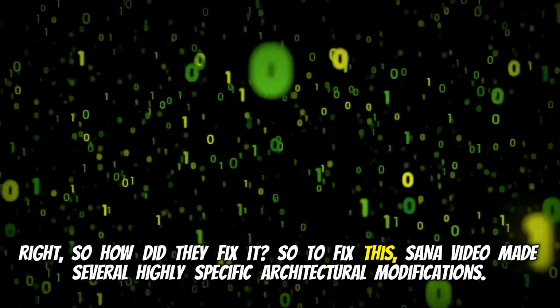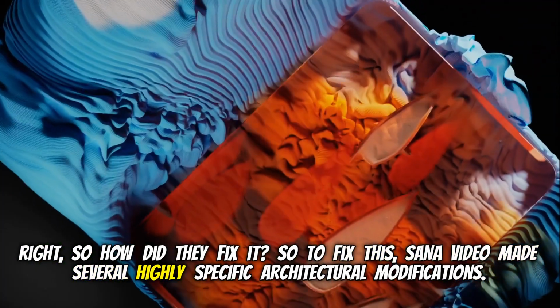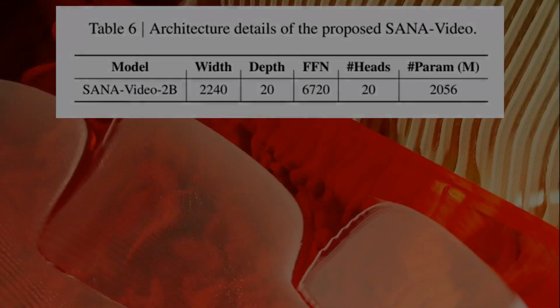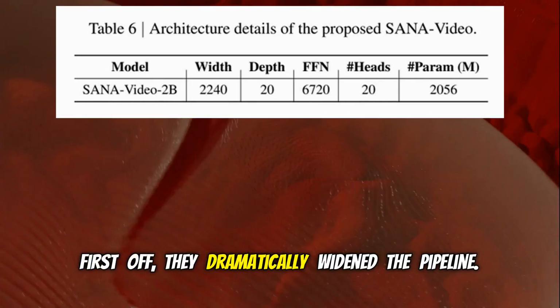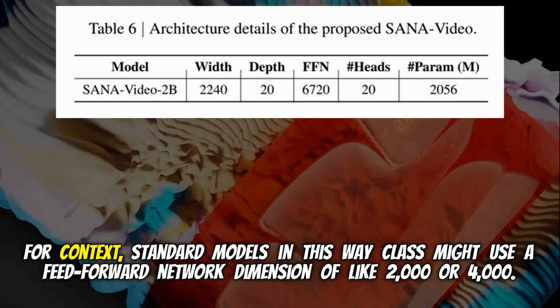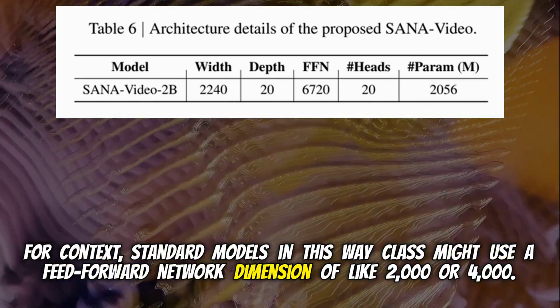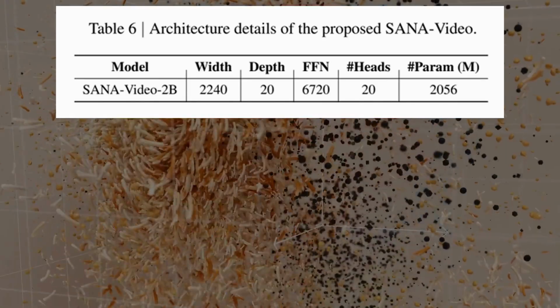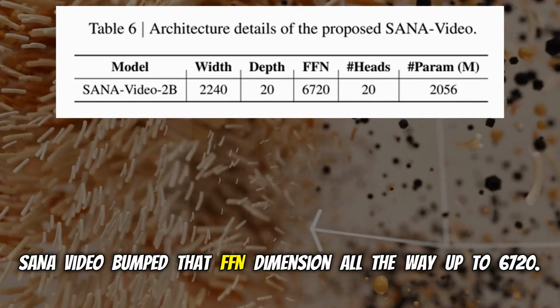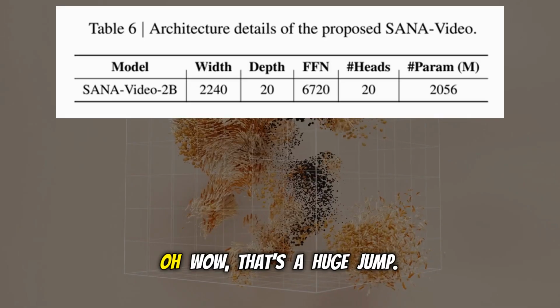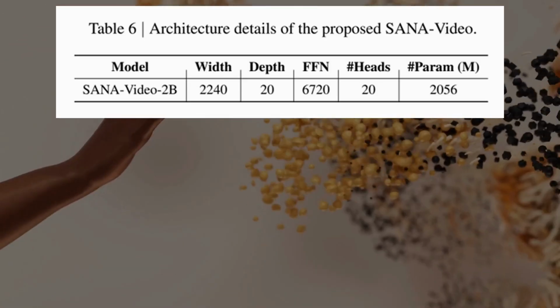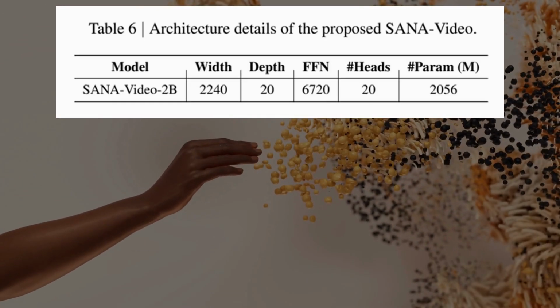So to fix this, Santa Video made several highly specific architectural modifications. First off, they dramatically widened the pipeline. Okay. For context, standard models in this weight class might use a feed-forward network dimension of like 2 or 4,000. Santa Video bumped that FFN dimension all the way up to 6720. Oh, wow, that's a huge jump. And they bumped the head dimension up to 112.